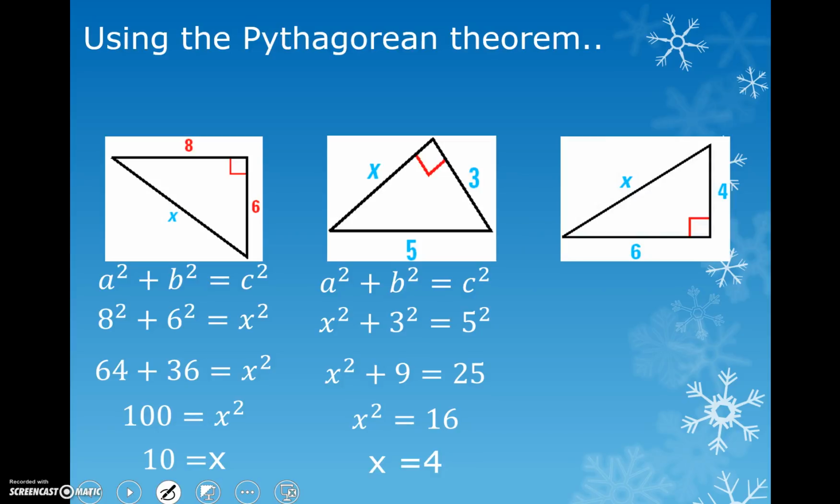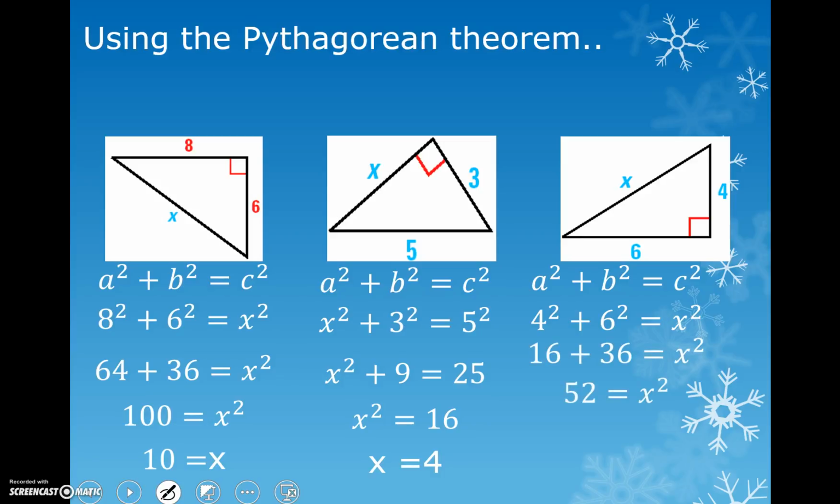So let's do some numbers that weren't so perfect. So let's go look at this one here. Again, I'm looking for the hypotenuse. So that means I'm going to leave the c as c, or in this case, I change it to x. So substituting in 4 and 6, it doesn't matter what order you put them in. I could have done 6 squared plus 4 squared. So I square the numbers and I add them, and I'm going to take the square root.